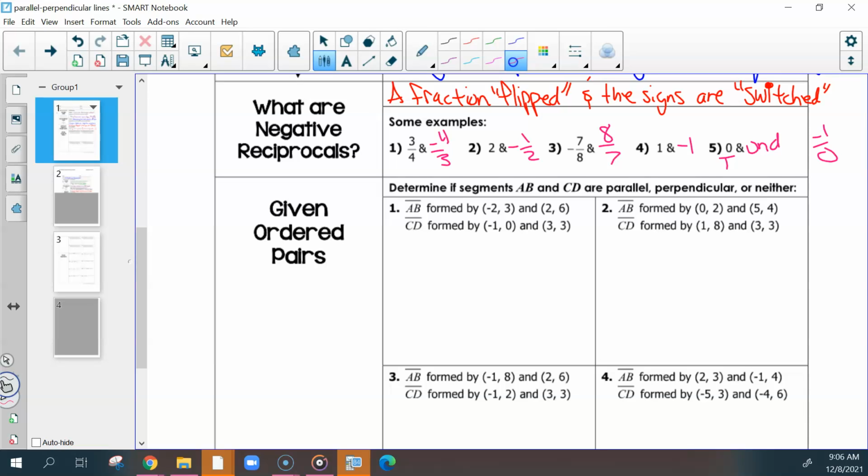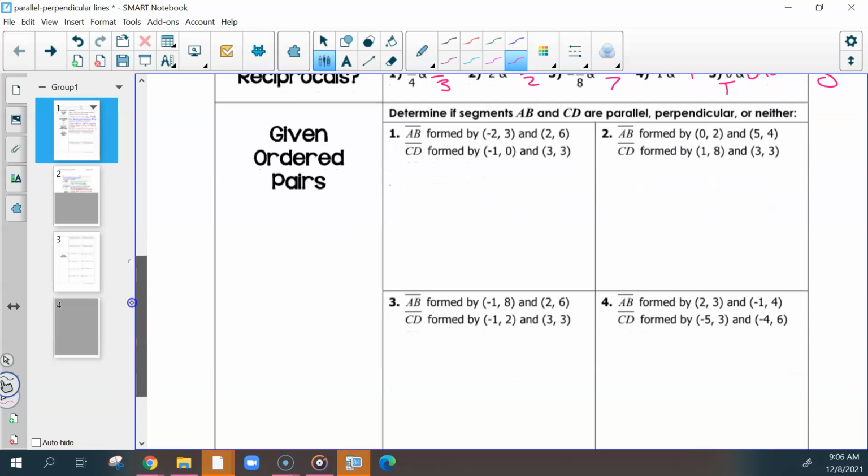Okay. This next part is determining whether lines are parallel, perpendicular, or neither, based on the slopes. Some of these we will need to find the slope, and then later we'll be given equations where we look at the slopes or have to convert it and then find the slope and compare. You guys have 6 boxes here. My other 2 are on the other page.